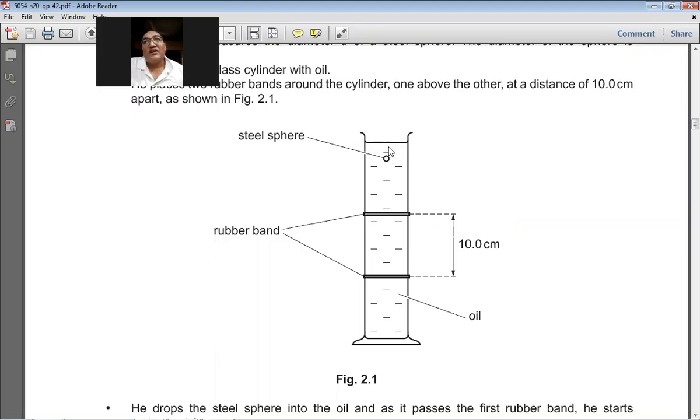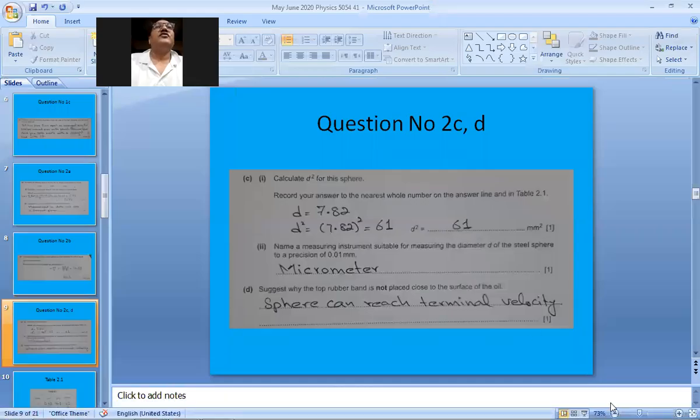Because we want this sphere, you have to give time. You have to give enough depth to that sphere in the oil, and then you put the rubber band number 1, so that the sphere reaches its terminal velocity. If you put it near the opening of this cylinder, the sphere will not be at its terminal velocity, because the sphere takes a little time to achieve its terminal velocity. To allow that time, to allow that depth, we have put this rubber band a little away from the top of the cylinder.